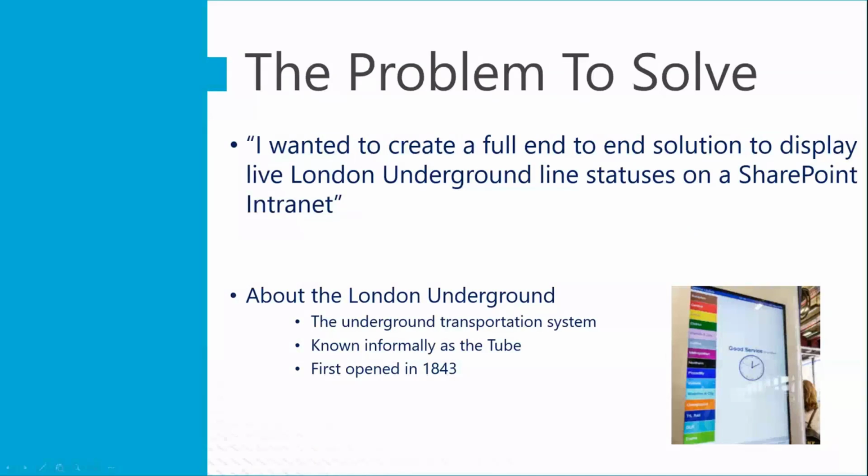I will now outline the problem I wish to solve. I wanted to create a full end-to-end solution to display live London Underground line statuses on a SharePoint intranet. As you can imagine, employees in many organizations in London would benefit from having a live London Underground line status board on their SharePoint intranet. Employees can quickly see before they leave work for home if there are any delays on the London Underground. Below is a bit of background regarding the London Underground. It's the underground transportation system for London. It's known informally as the Tube, and it was first opened in 1843.